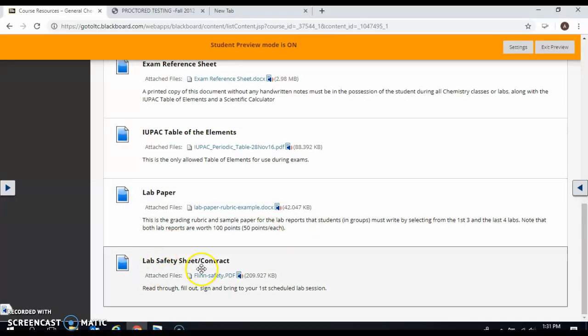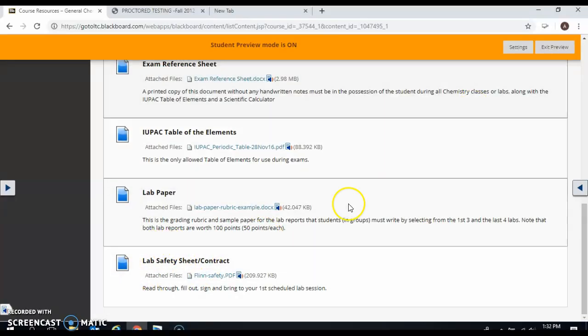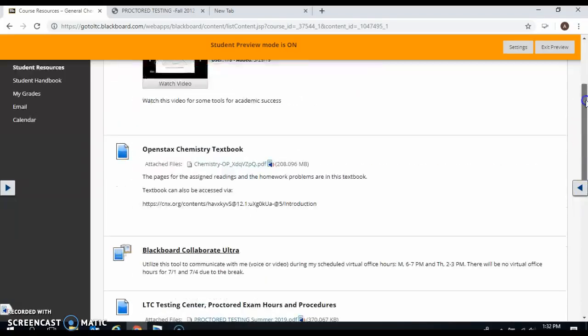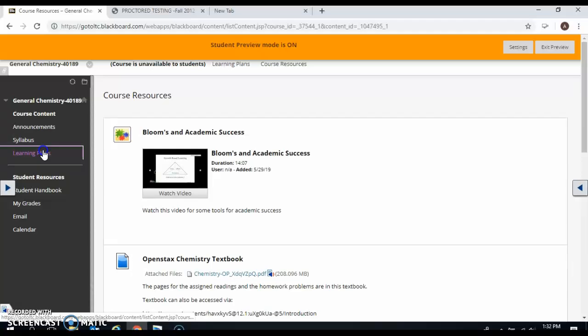And the last one in your course resources learning plan is your lab safety sheet. You need to fill one out, okay, sign, and you need to bring it to your first scheduled lab session, which is on the 5th of June. All right, so that's that. Now, how about the first week's learning plan?